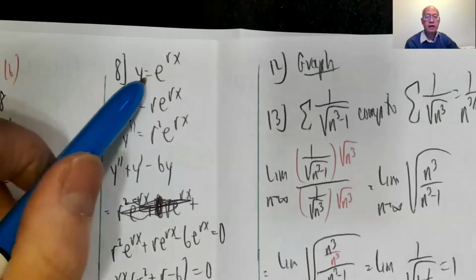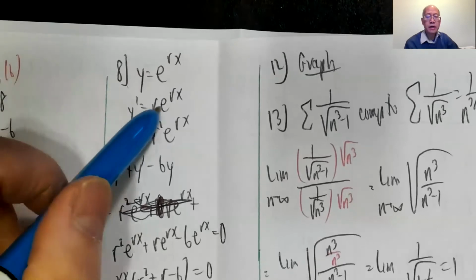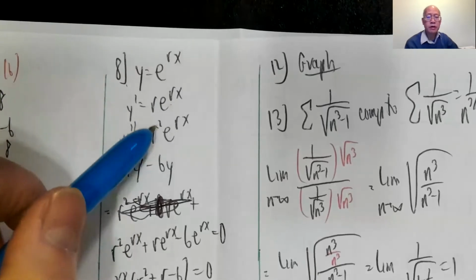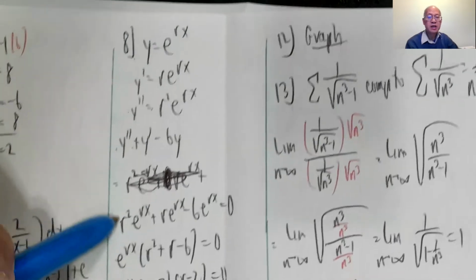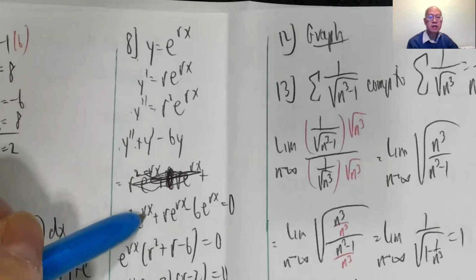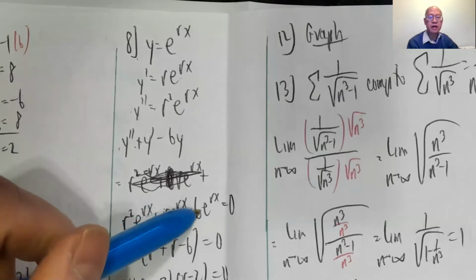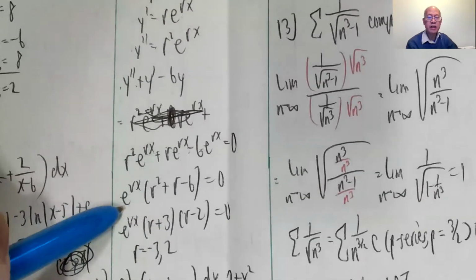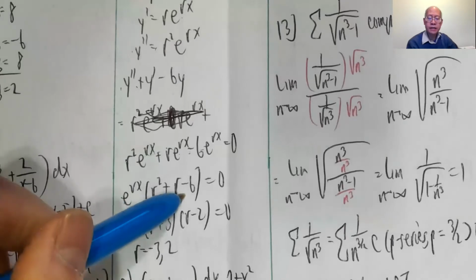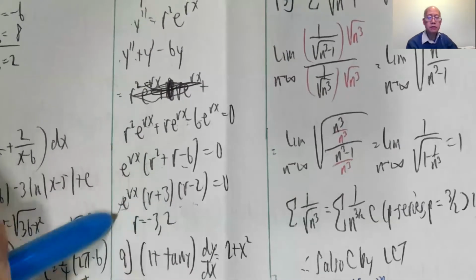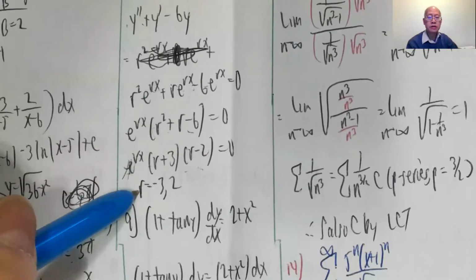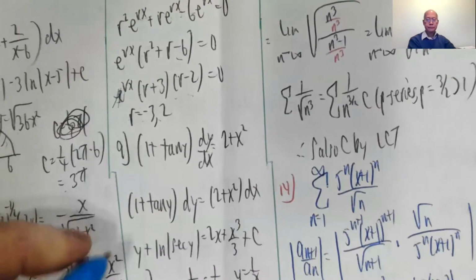Number 8, y equals e to the rx. Y prime is r e to the rx. Y double prime is r squared e to the rx. Y double prime plus y prime minus 6y is r squared e to the rx plus r e to the rx minus 6 e to the rx equals 0. Factor out e to the rx. R squared plus r minus 6 equals 0. This factors into r plus 3, r minus 2 equals 0. Don't worry about e to the rx, that cannot be 0. So r is negative 3 or 2.